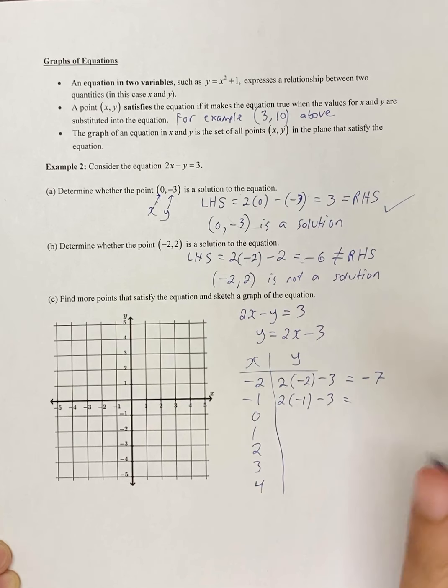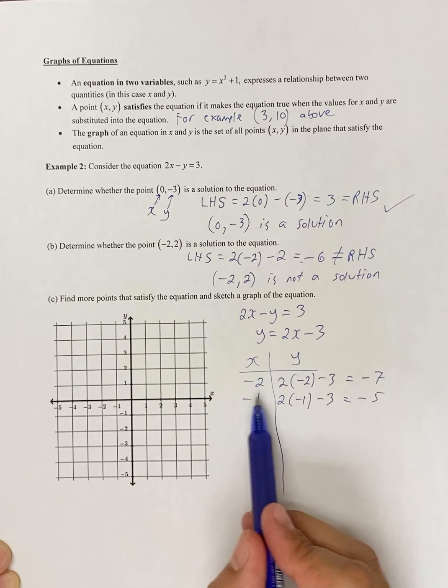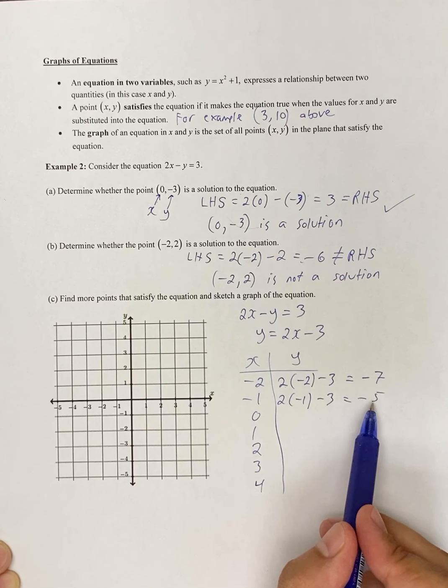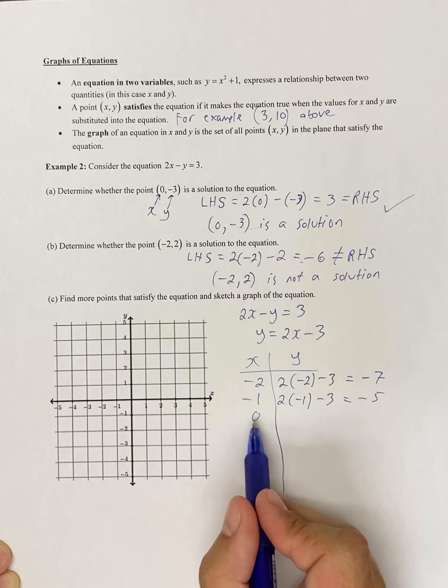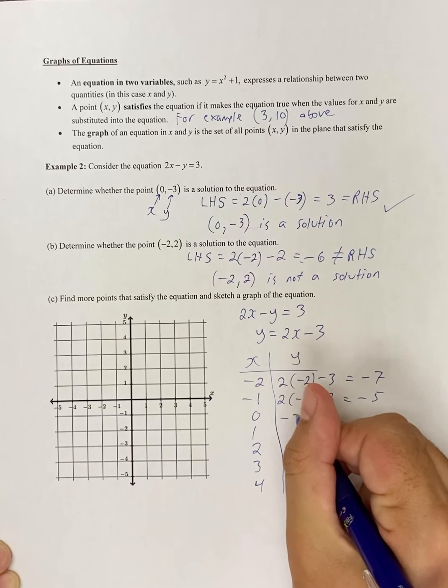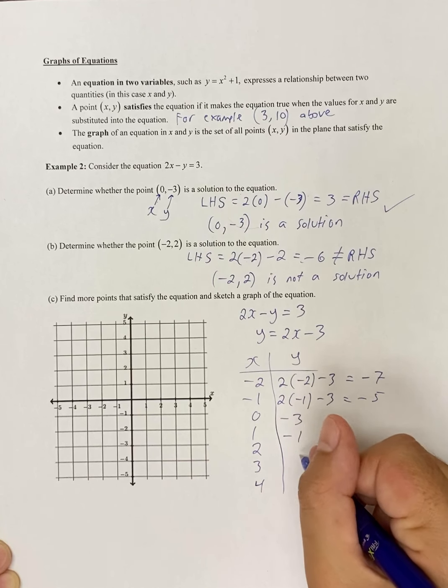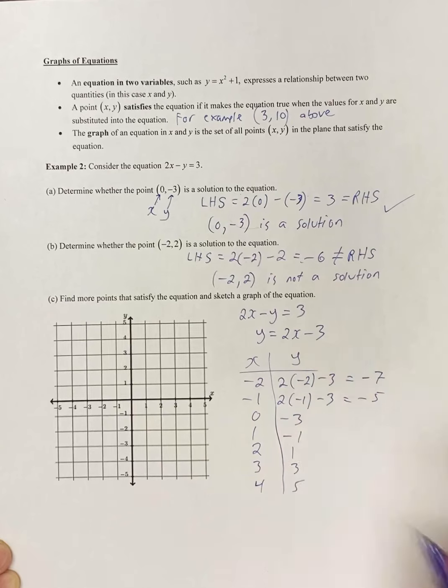That's -2 minus 3 is -5. And so -1, -5 is another point that satisfies the equation. I won't talk through the rest of them in detail. I'll just tell you what comes out. -3, -1, 1, 3, and 5.